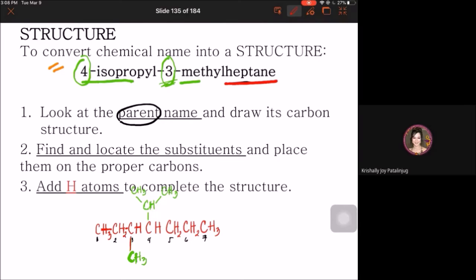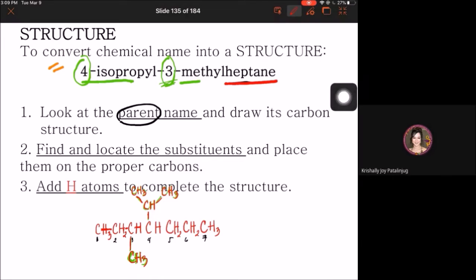Dapat ang inyo lang yung concept diri is si carbon, per carbon gyud 4 gyud iyang bonds. So careful gyud mo pag ihap sa iyahang bonds, no? Ayan. So this would be the final condensed structure of the chemical name na 4-isopropyl 3-methylheptane. What about its skeletal?